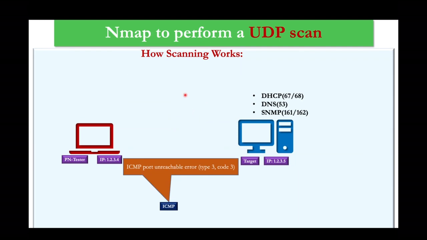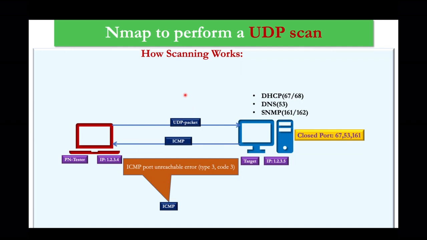In the closed port case, the pen tester sends a UDP packet, and if there is a payload in that, the pen tester receives an ICMP reply packet. In that ICMP header, the message is given as an unreachable error with type 3 and code 3, which indicates to Nmap that the port is closed.